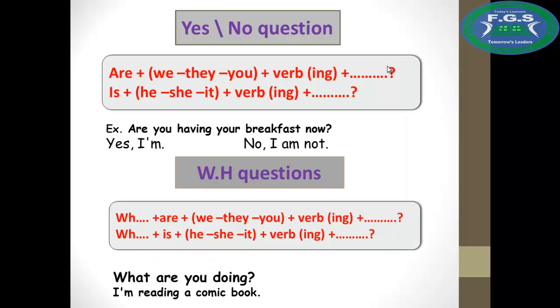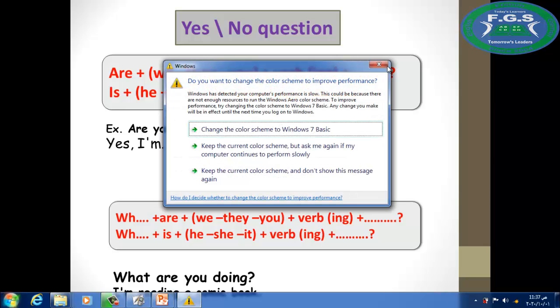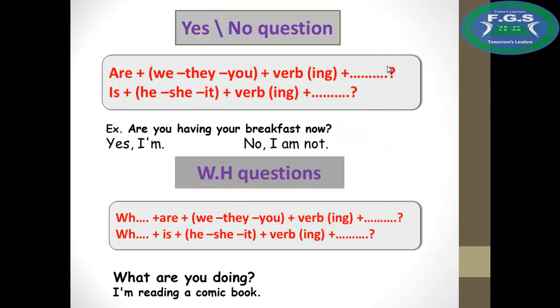That's okay? For yes or no question, we'll say are plus we, they, you, plus verb following by ing. In singular, we'll say is plus he or she plus verb following by ing. For example, are you having your breakfast now? For answer, you can say yes, I am, or no, I'm not.